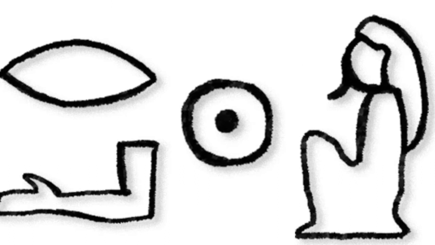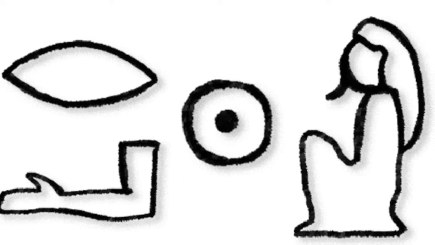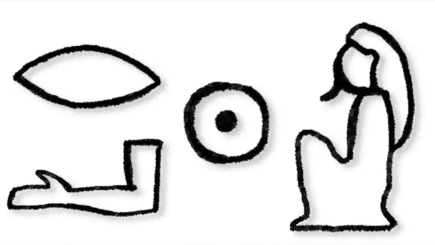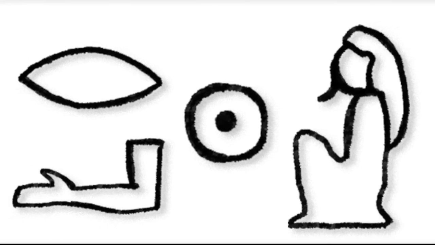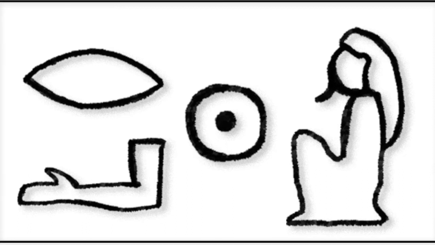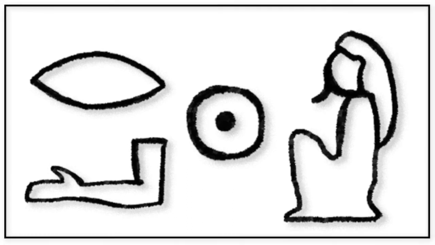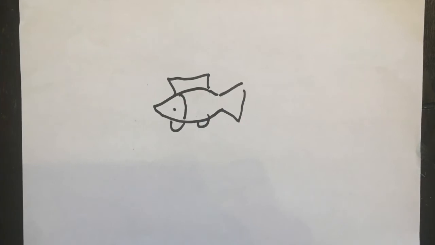So the ending glyph at the end of a word is usually there to tell you what category of words it is. Is it a word about motion? Is it a word about people and their occupations? Is it about a type of animal? Is it about a type of activity?